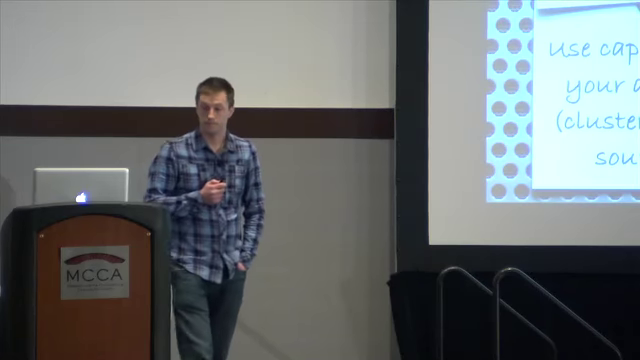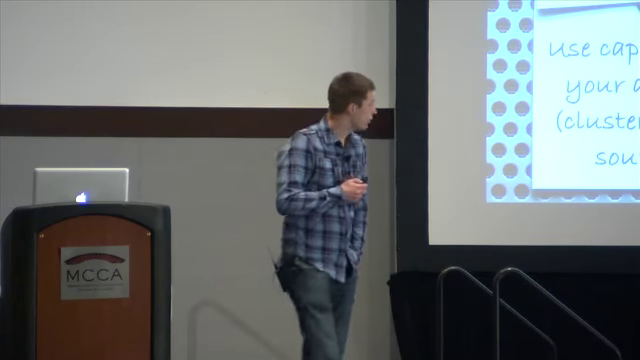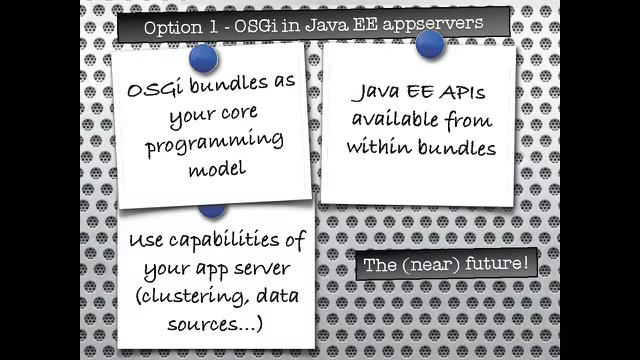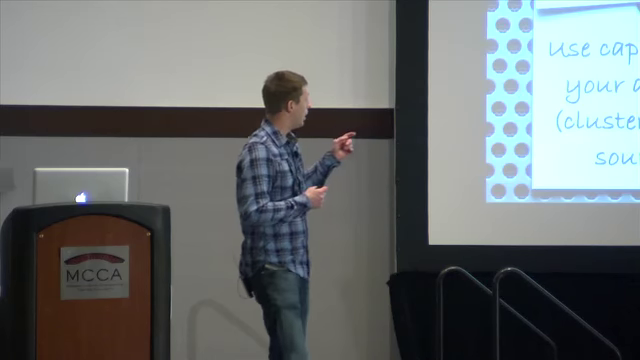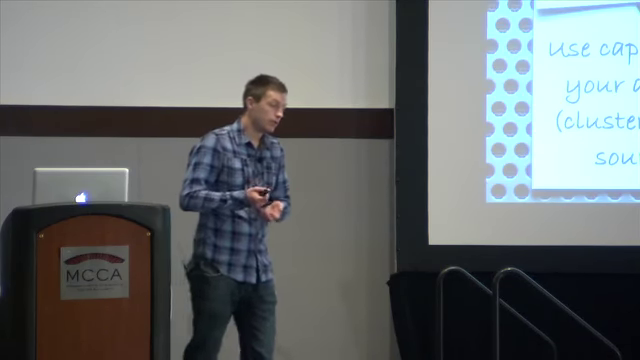Let's start with the first one. What we're going to do is just write everything as a bundle. But within those bundles, we're going to use Java EE. And we're going to deploy everything in an application server, like you would do normally in a normal Java EE application. So we're not just going to use an OSGi framework, but we're going to use an OSGi framework within an application server. And this is starting to get possible.